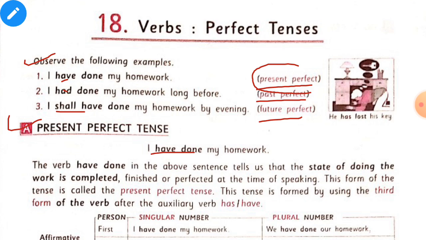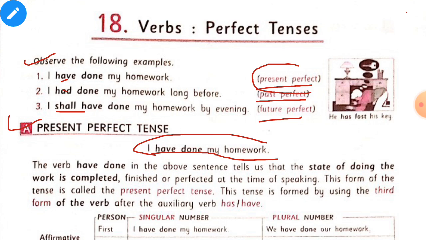Children, this is the first example that you can read. I have done my homework. In this sentence the verb have done tells us that the state of doing the work is completed, finished or perfected at the time of speaking. This form of the tense is called the present perfect tense. This tense is formed by using the third form of the verb after the auxiliary verb has or have.